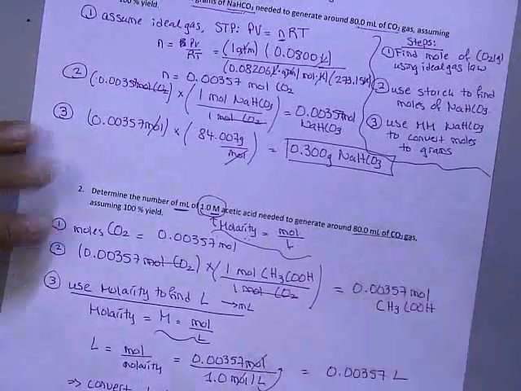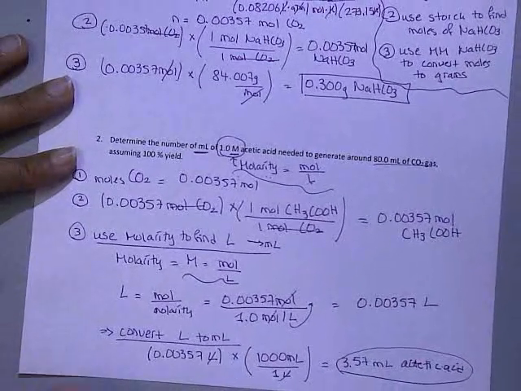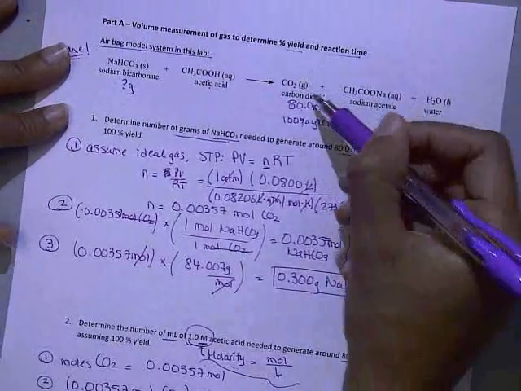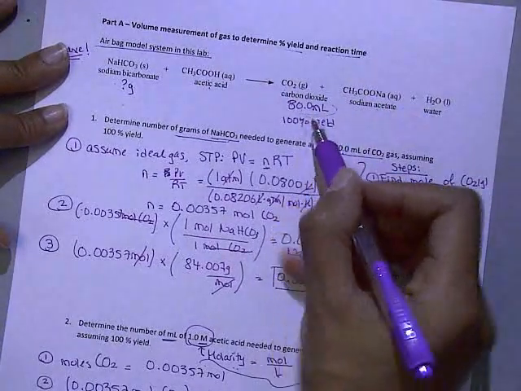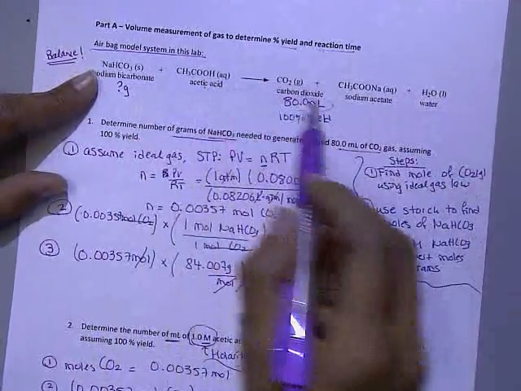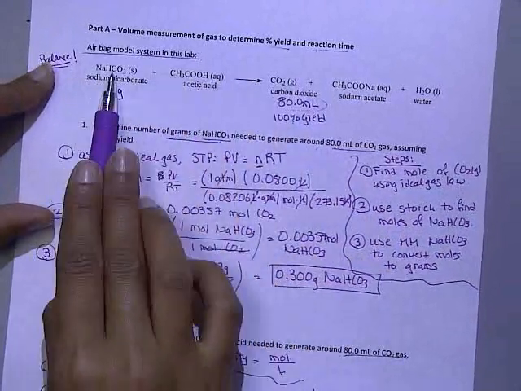To produce 80 milliliters of CO2 gas. Again, if this went by too fast for you, pause, rewind, go over this again. We're using the new concept of the ideal gas law to convert 80 milliliters of CO2 to moles of CO2. Then we're going back and using stoichiometry to go from moles of one substance to moles of other substances.